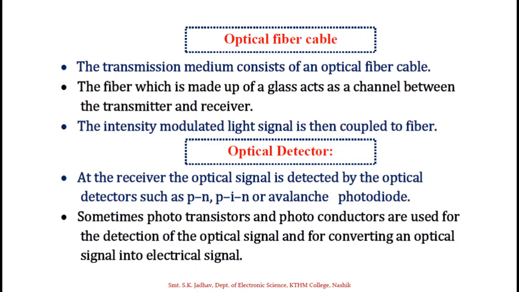Then the next important component is optical fiber cable. That means the transmission medium consists of an optical fiber cable. The intensity modulated signal or light signal is then coupled to fiber. The fiber, which is made up of glass, acts as a channel between the transmitter and receiver.